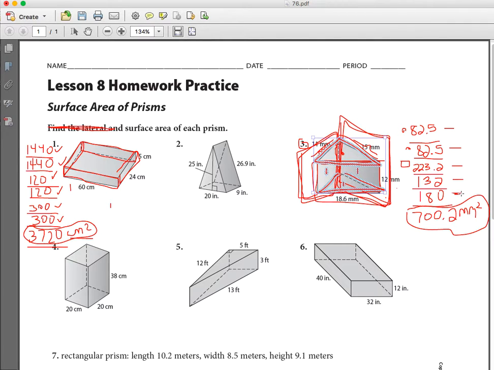I know you're probably going to struggle with this if you're like me and you have a hard time seeing 3 dimensions on a 2-dimension piece of paper, but I really want you to practice this skill of seeing how many sides there are, writing out the number of blanks, and filling in those blanks with the areas of each side. When you add up all of those areas of the faces on number 3, you get 700.2 square millimeters. Hopefully that's enough to get you started on lesson 8 homework practice. Please do the rest, 5 through 11, the odds.